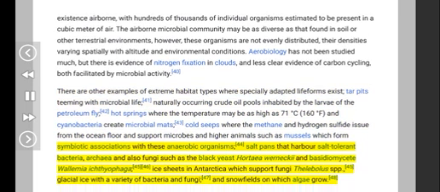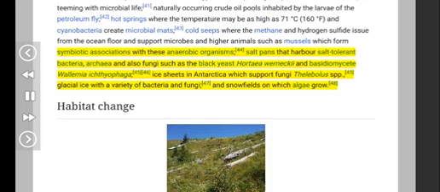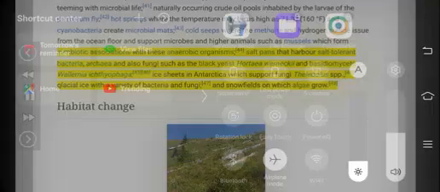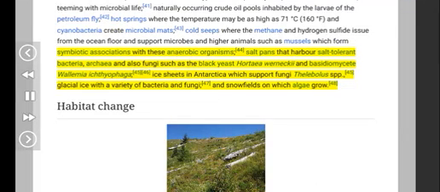Salt pans harbor salt-tolerant bacteria, archaea and also fungi such as the black yeast Hortaea werneckii and the Basidiomycete Wallemia ichthyophaga. Ice sheets in Antarctica support fungi such as Thelebolus spp. Glacial ice holds a variety of bacteria and fungi. And snowfields are places on which algae grow.